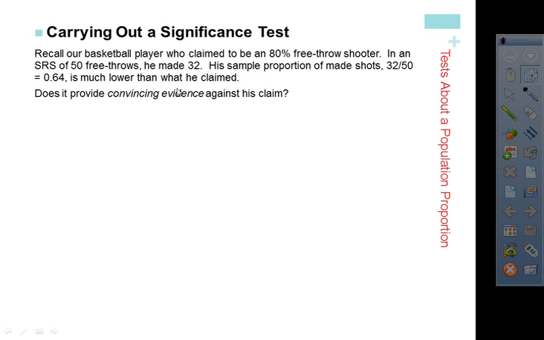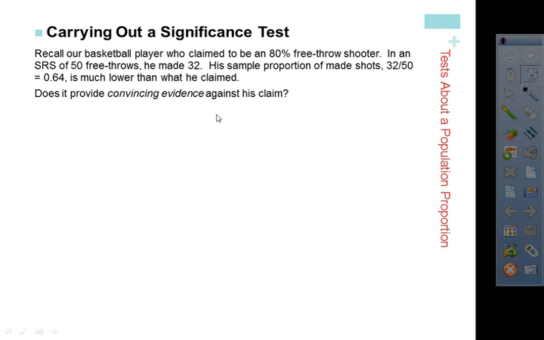All right, so if we recall our basketball player who claimed to be an 80% free throw shooter. In a simple random sample of 50 free throws, he made 32 of them. His sample proportion was 32 out of 50, which is 0.64. That is much lower than what he claimed. Does it provide convincing evidence against the claim? So this is the idea. Is this low enough to prove that he's not 80%? That's the question that we're asking.